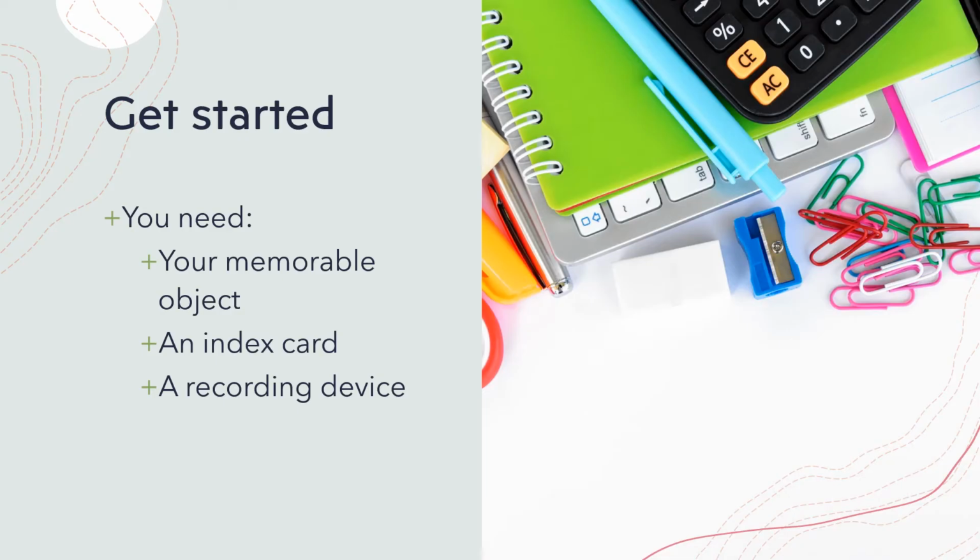In order to do this, you are going to need a couple of things. The first thing you're going to need is your memorable object. This object should be something that has a significant meaning to you and your life. It could be anything. It could be a bracelet. It could be a necklace. It could be a knickknack sitting on your shelf, a scarf that your grandmother made you, or even a painting. We're looking for something that has value to you.